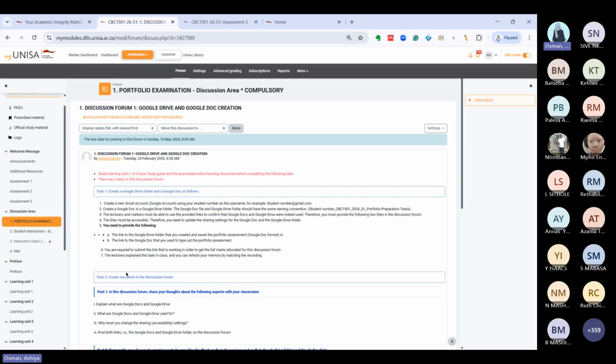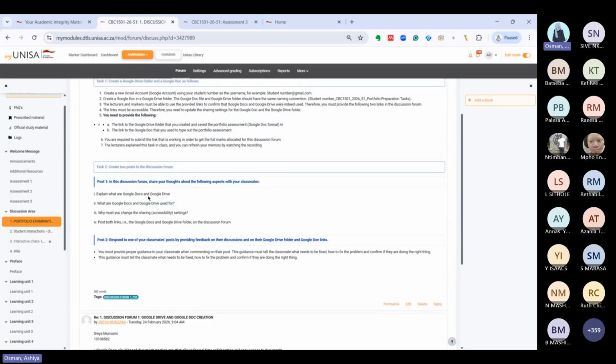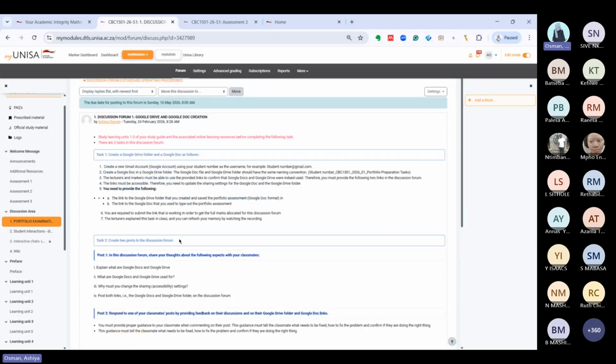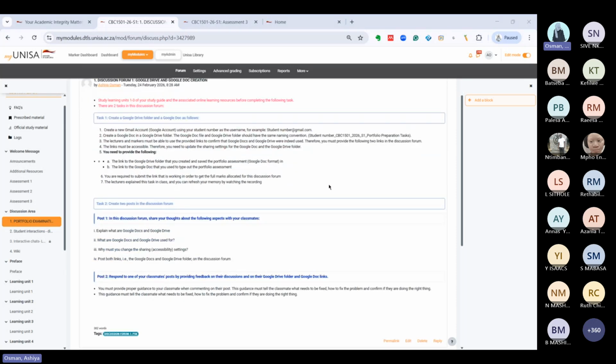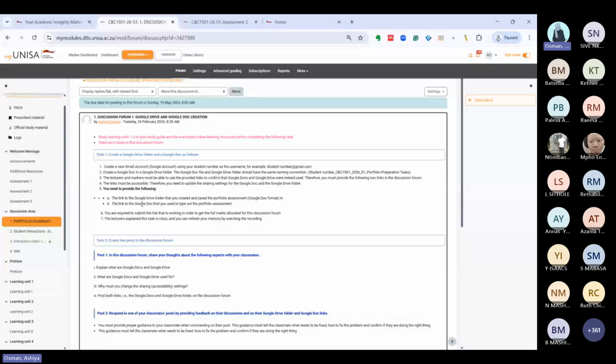Now, here's your instructions. Here's all your instructions for the discussion forums. All right. These are your discussion forum posts. This is what you need to do and how you need to create. Remember, I've showed you that we've got a little video on how to create a Google Doc and a Google Drive folder. All right, I've already shown you. You need to answer all of these questions. Make sure you respond to that. Now, look, there are 2 tasks under each discussion forum. The first task for this one is create a Google Drive folder and doc, and I've given you more instructions there. You need to follow that carefully.